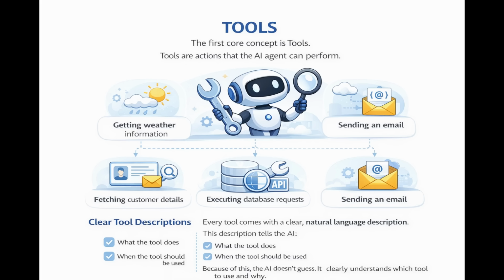Here, every tool comes with a clear natural language description, and this description tells the AI what the tool does and when the tool should be used. So because of this, the AI does not guess, it clearly understands which tool to use and why.